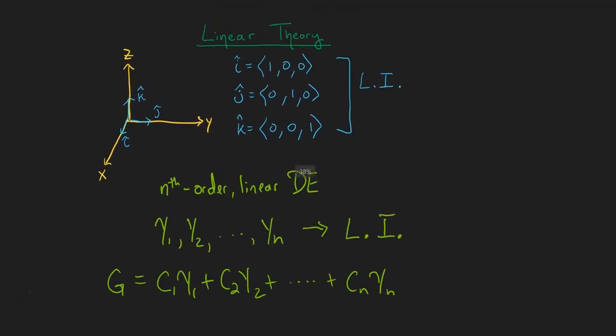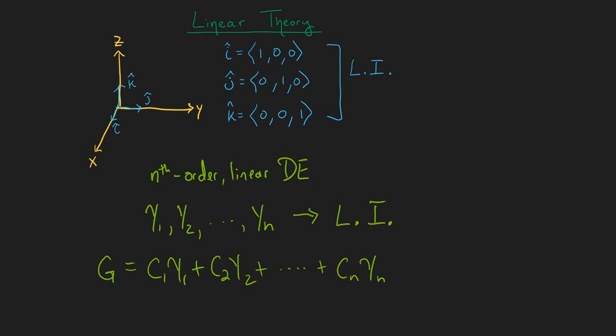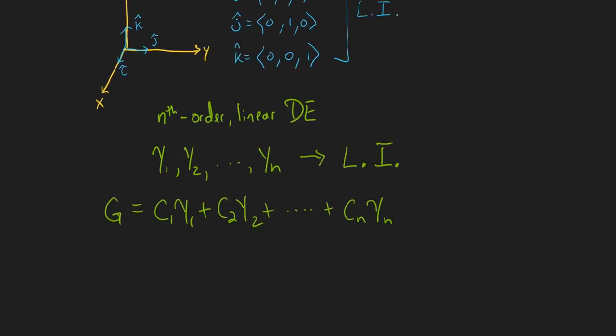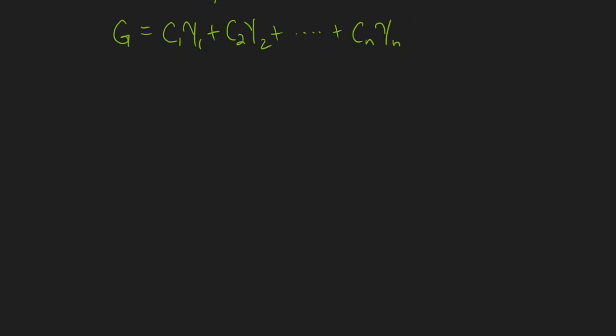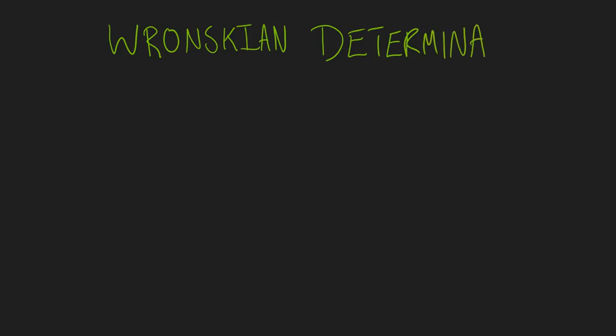Now, there's a test that we can use to show whether this set of solutions that we have found is linearly independent. We're going to make use of a special determinant called the Wronskian. So we have the Wronskian determinant, and it is named after a mathematician. I'm pretty sure his last name was like Wronski or something. So it's the Wronskian determinant.